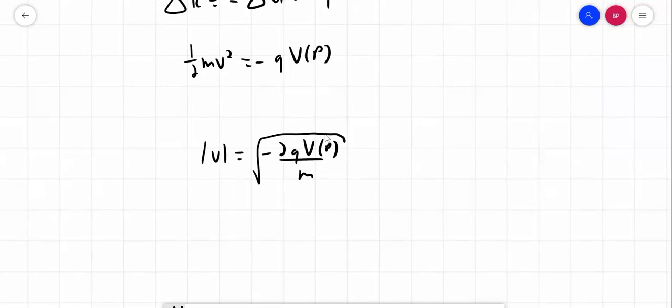Okay, so this works for any voltage change. And if you're only concerned with your particle going to infinity, then you can just use the voltage at that point, because the voltage at a point is already relative to infinity.